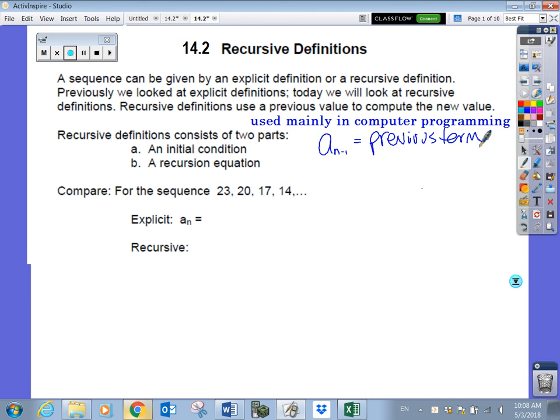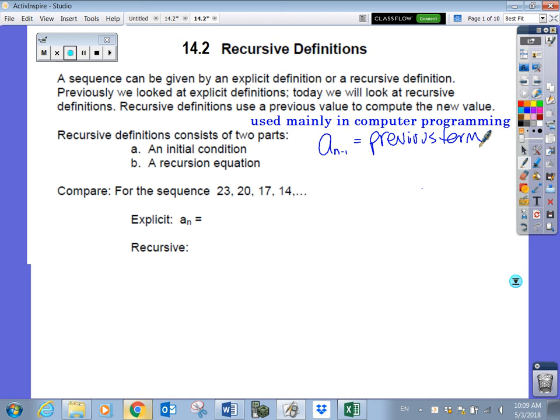You are given the first term. After that, that first term is used to find the second, the second to find the third, and so forth. Some sequences you can write both explicit and recursive. Yesterday, when we did those first examples, some of them were not arithmetic or geometric, but we could have written a recursive definition for them. There was still a pattern, it just wasn't add or subtract or multiply. So we could always write a recursive one. For this particular sequence, we could write either one.